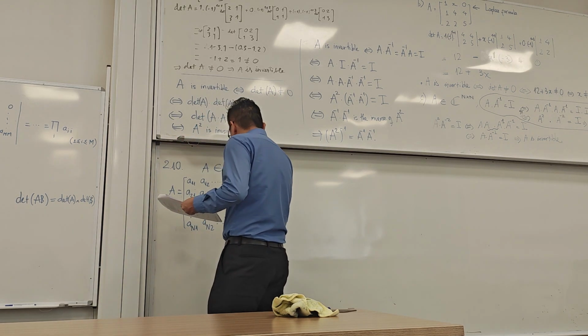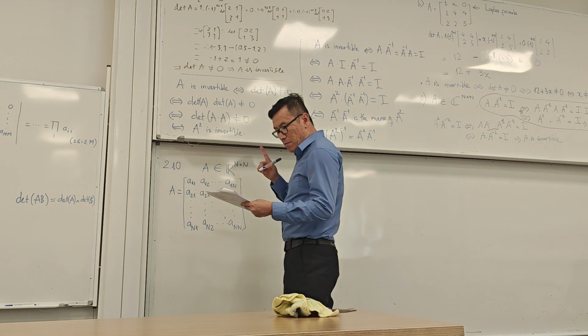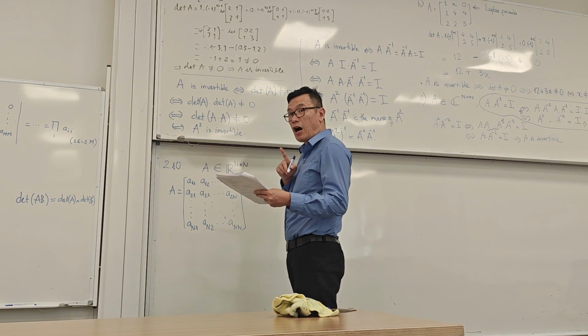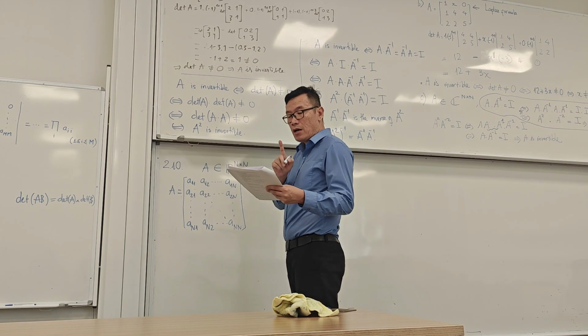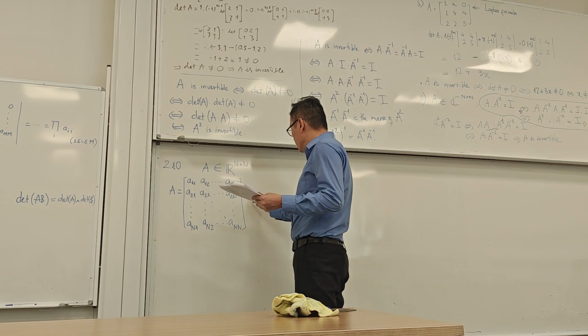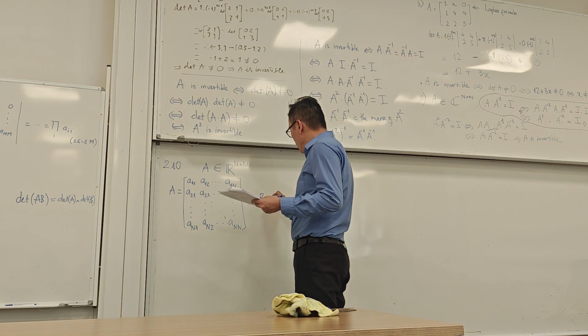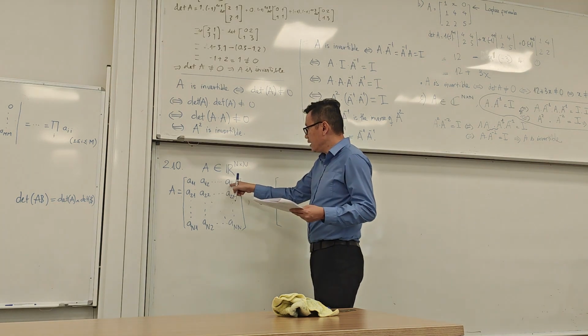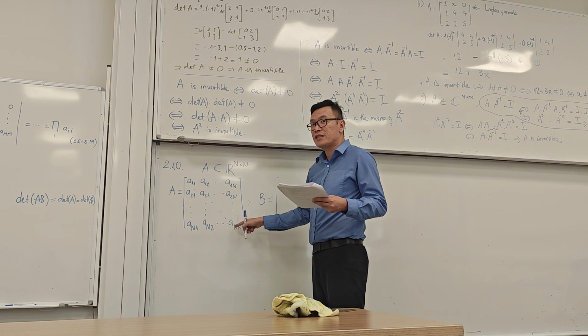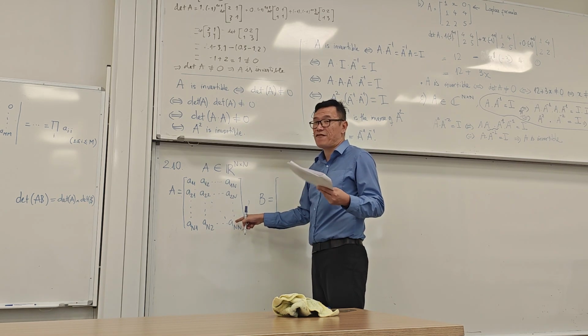Suppose we just have A like this. Now, B is a matrix obtained by adding a multiple of a column to another column. Column or row are the same. Now, suppose I do the following. B is the following matrix. I multiply the last column by some number, let's say number alpha.